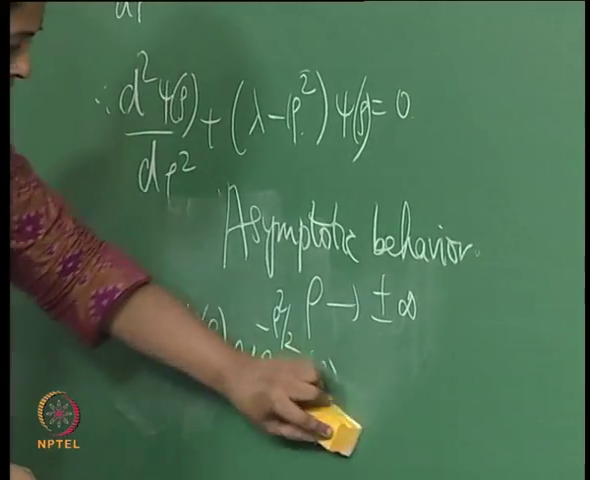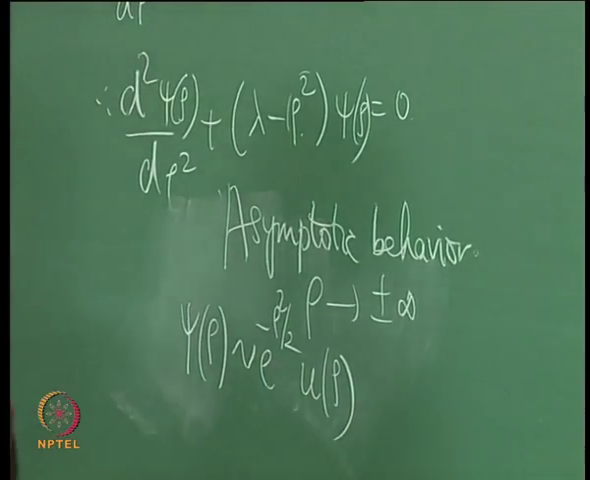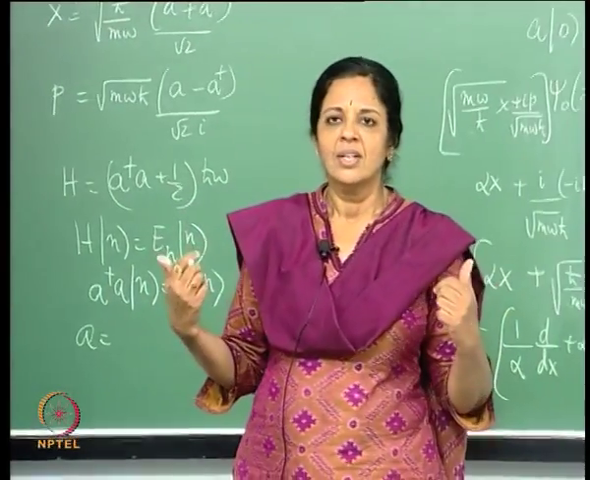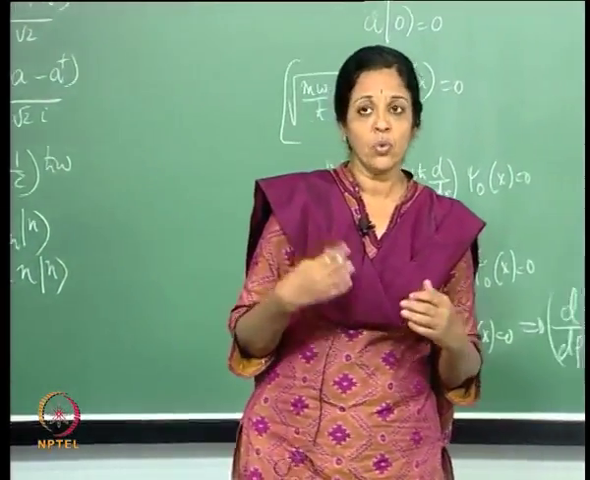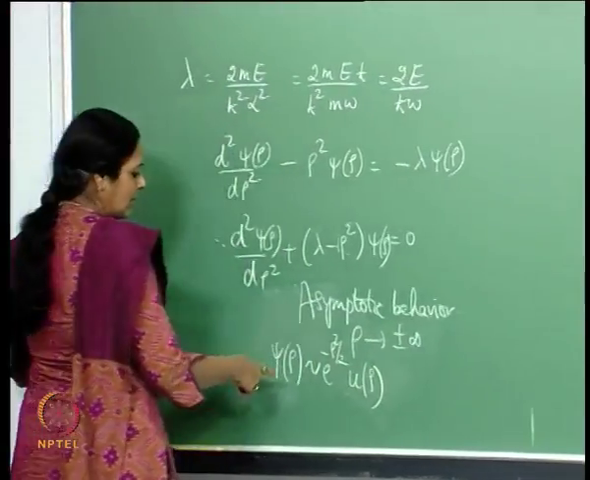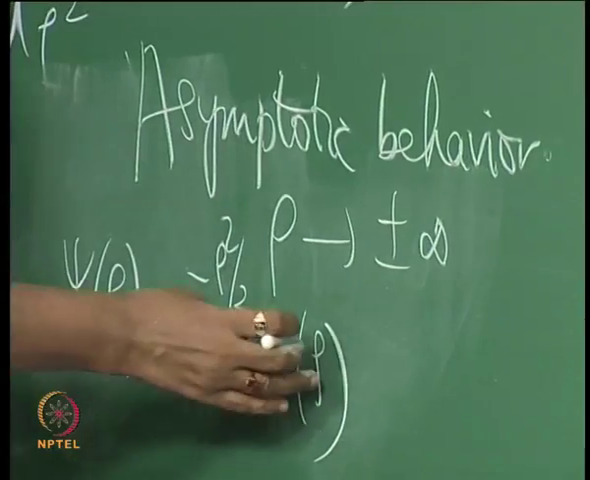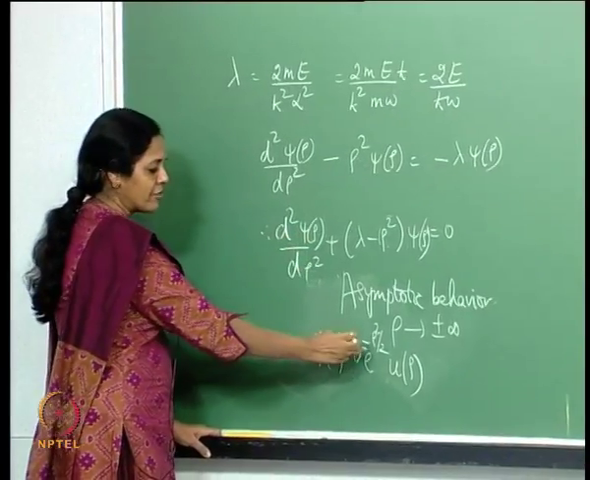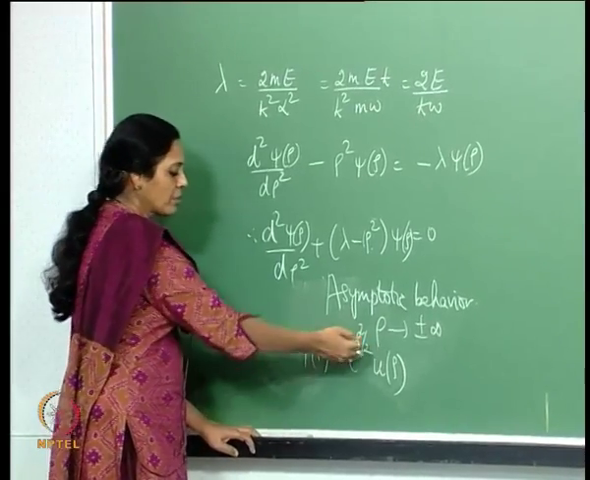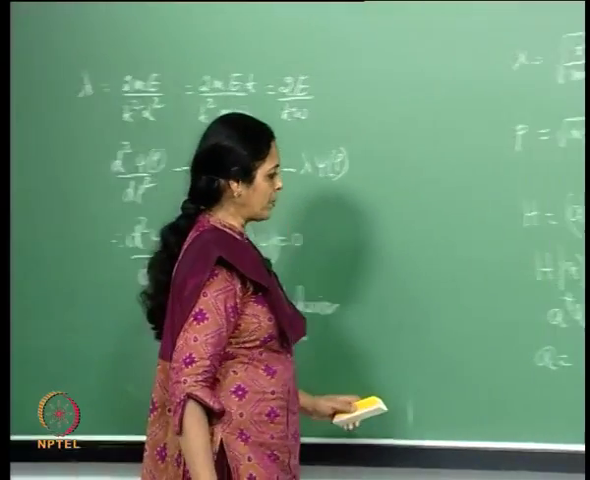I will call it u of rho. The dominant behavior for rho going to large values is e to the minus rho squared by 2, and that is all that I needed to know. Now I can substitute this solution for psi, recast the differential equation as a differential equation for u, find out u, and then I know the full solution, the wave function for the simple harmonic oscillator in the position representation.